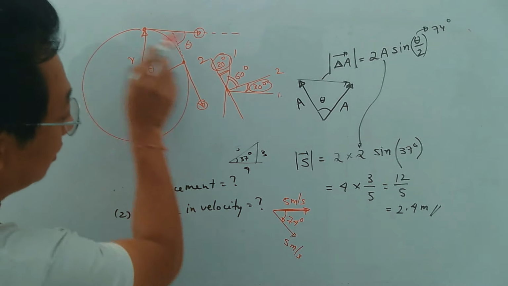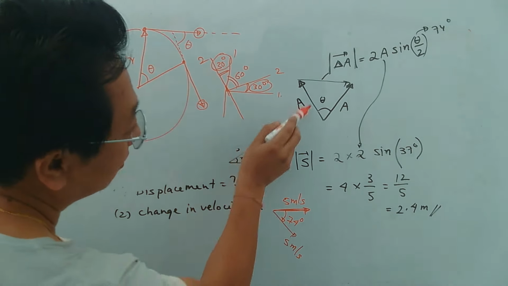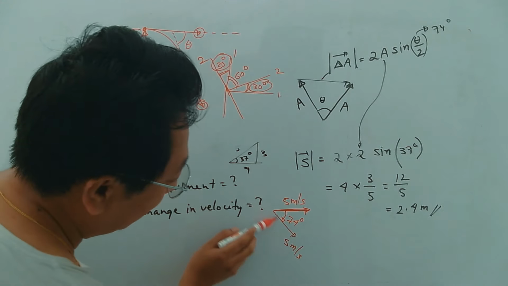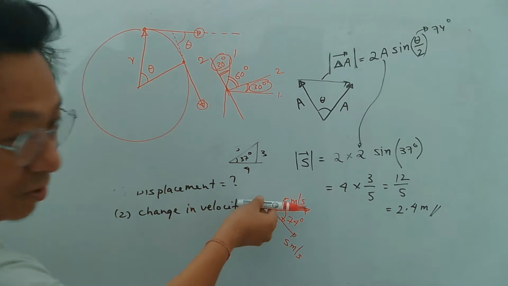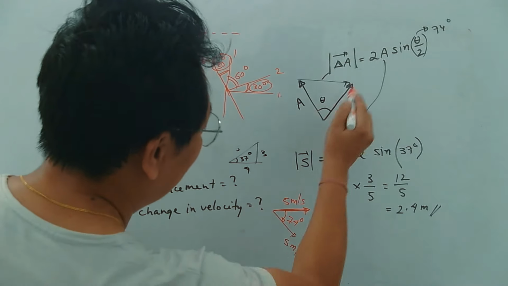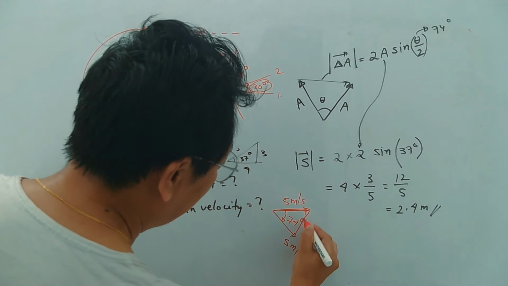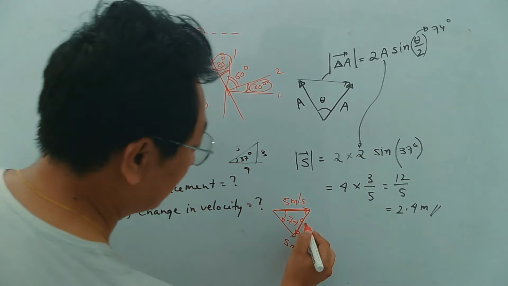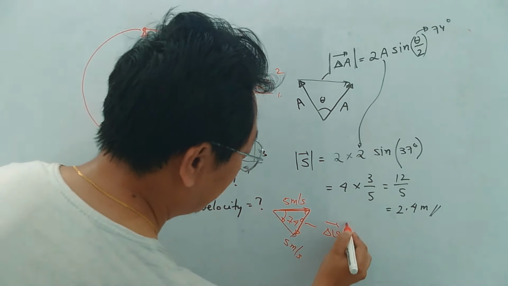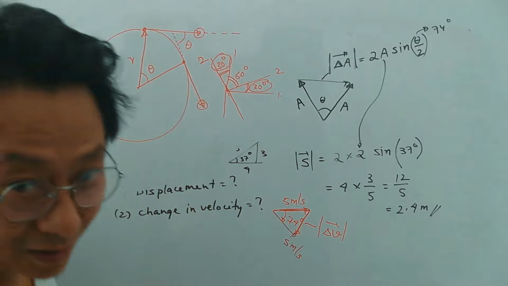Now remember, this is the initial velocity vector, and this is the final velocity vector. Like this vector turned, this vector also turned. So the change in the vector, or in this case the change in the velocity, will be this vector. So this is the change in the velocity vector, whose magnitude they want.